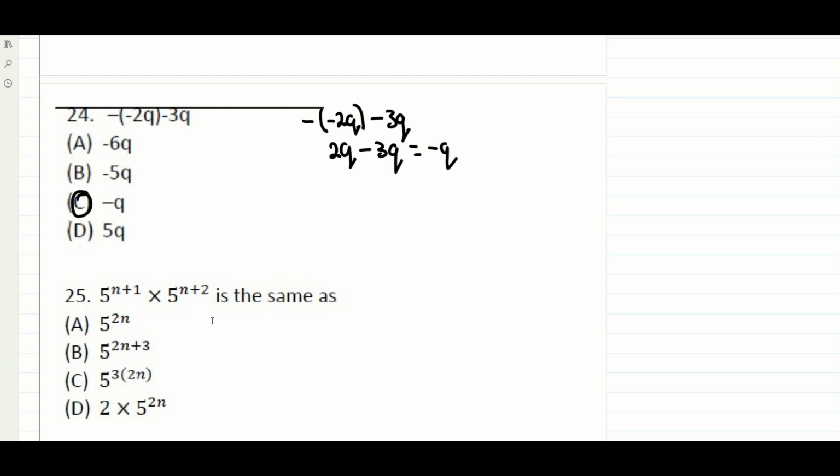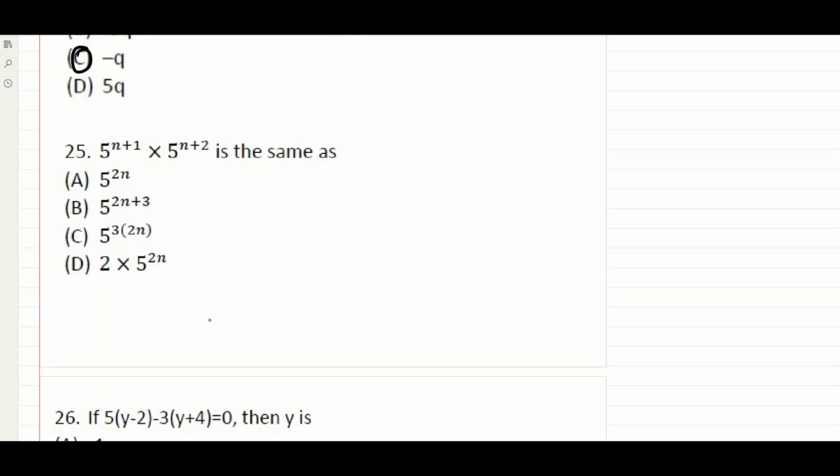This question is the next one that was done. Alright, the answer here was 5 to the power of 2n plus 3, but let's just do it. It's 5 to the power of n plus 1 multiplied by 5 to the power of n plus 2. Laws of indices: the bases are the same and we're multiplying, so you add the powers. That equals 5 to the power of n plus 1 plus n plus 2. n and n is 2n, 1 and 2 is 3, so that is why the answer is B.